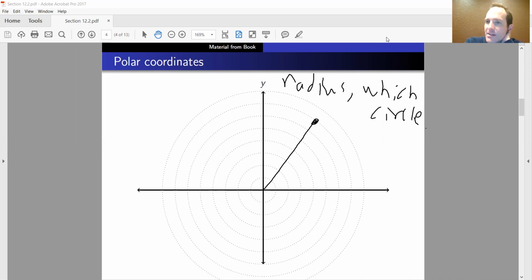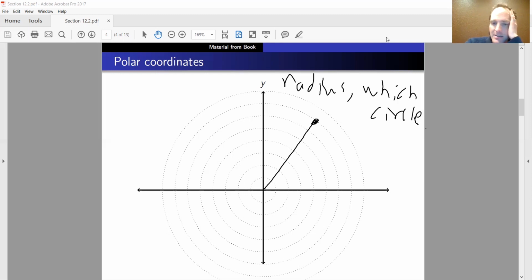I can find the distance of this, and the distance is just the square root of the difference of the two x values squared plus the difference of the two y values squared. Well, one of the y values is 0, one of the x values is 0, so it's really just the sum of the squares of the two x and y values here. So I end up with a nice radius. That radius is a unique thing.